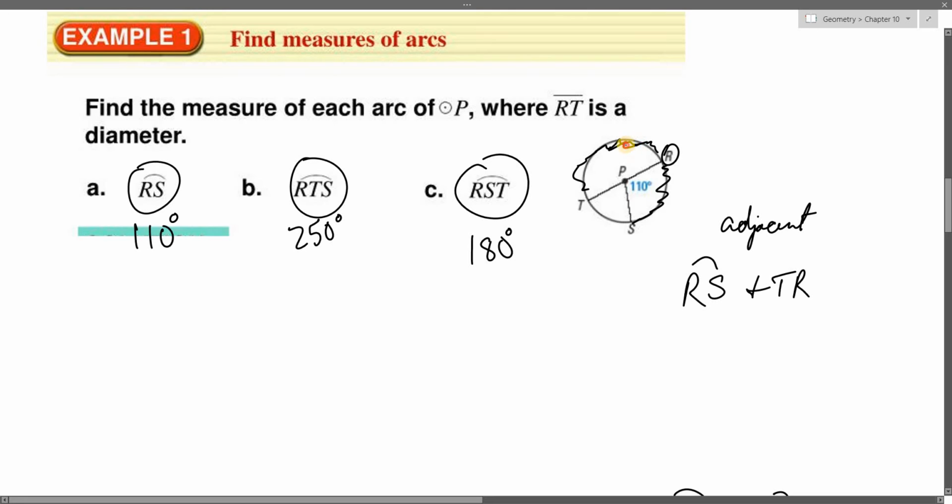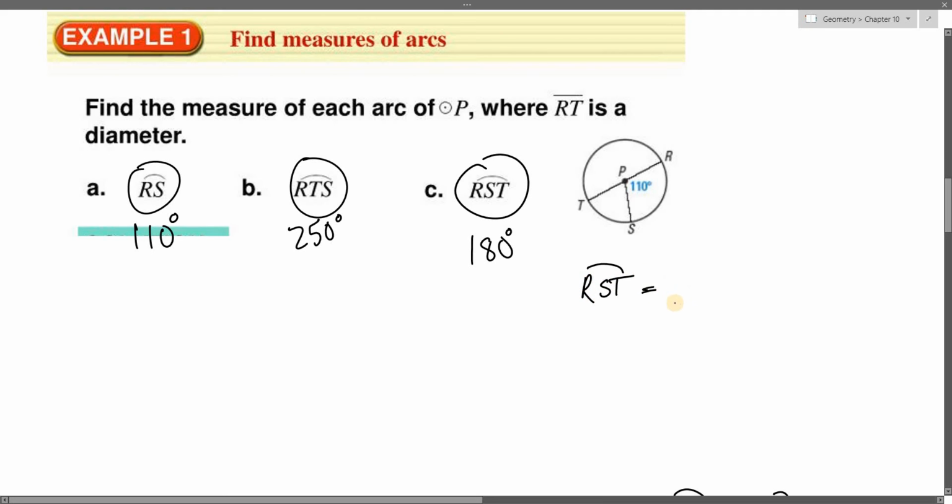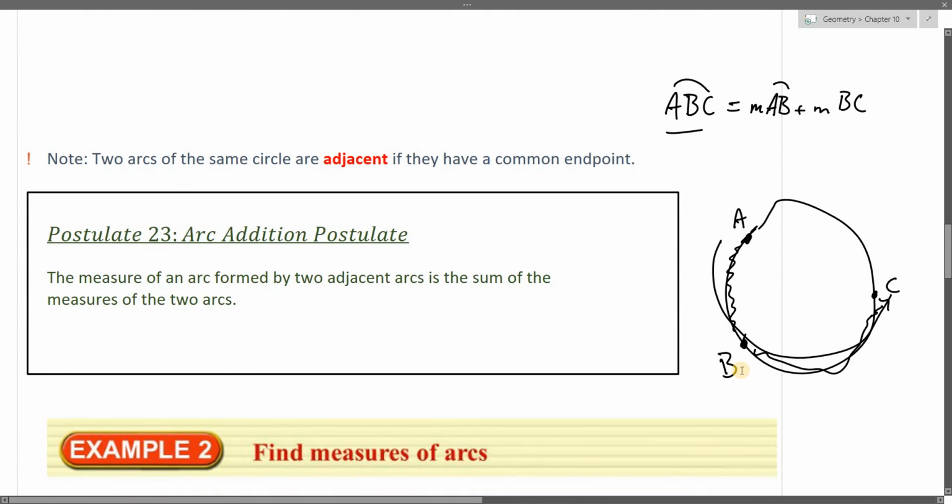Going back up to example 1 that they drew for us, I've got the arc RST. Okay, that's the entire arc at the bottom. Well, it's equal to what two arcs that are added together? You should be saying RS plus TS. So let's put our arc notation on it. Notice this major is the sum of two minors. Okay, and so that's all we're saying. So here's the rule. Basically, if you want to know how big an arc is and you have two of them, you add them together.